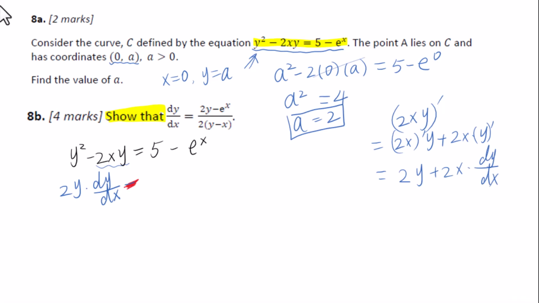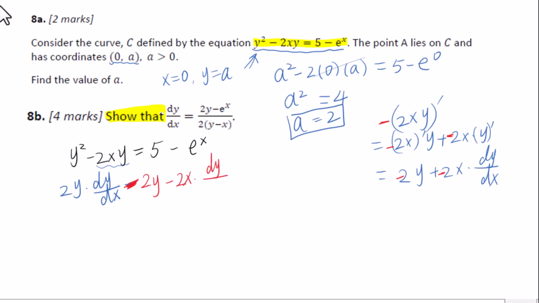So we get 2y plus 2x times dy by dx. Here is a minus, so we need to change the sign. Minus 2y minus 2x times dy by dx equals the derivative of 5, which is 0, then negative e to the x power.